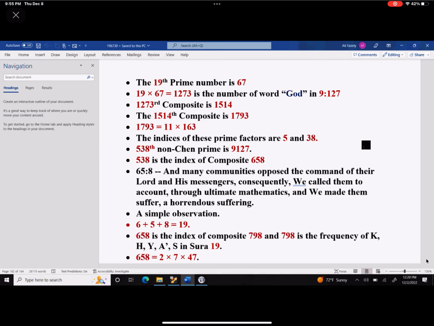So that's what this is. A simple observation: 6 plus 5 plus 8 is equal to 19. By the way, let me just tell you this. If you're in doubt, and say, well, this is simple, from number 0 to 200, there is only one number whose digits add up to 19, and that's 199. That probability is 1 over 100. That's a mathematical fact.